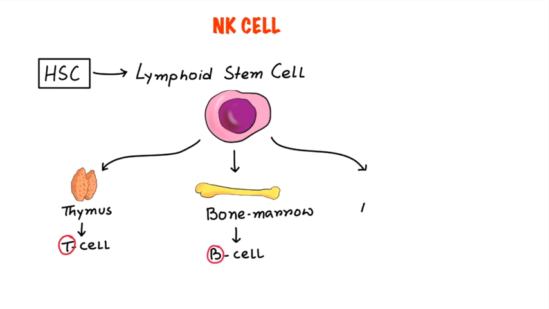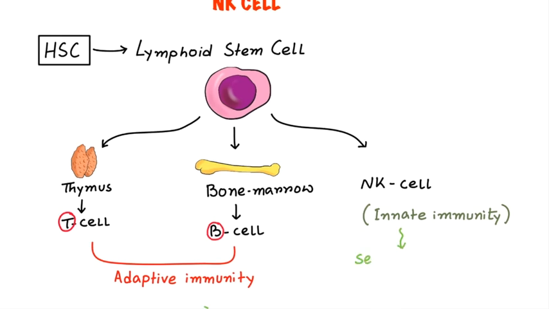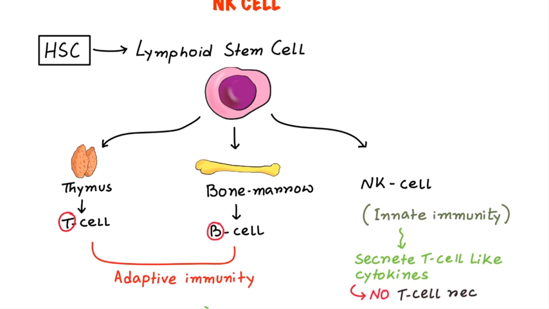We do have third category of cells which are relatively naive. They are important part of innate immunity. This cell is called natural killer cells. Here you should remember that T and B cells are important components of adaptive immunity and NK cells are the important component of innate immunity. Here one more point you should remember about the NK cells, that it can secrete T cell like cytokines but they don't have T cell receptors. So NK cell secretes similar type of cytokines but they lack T cell receptors.